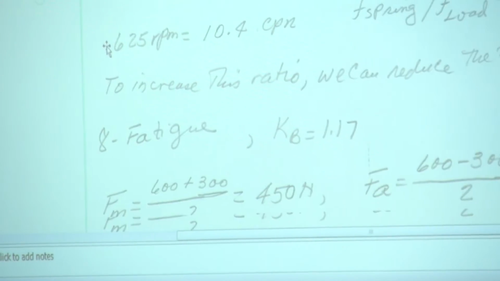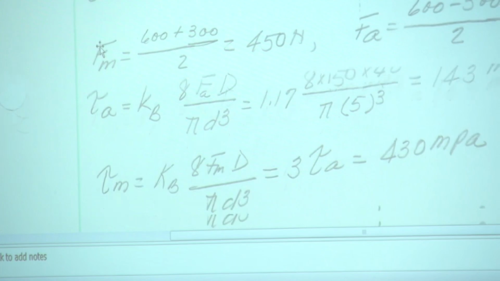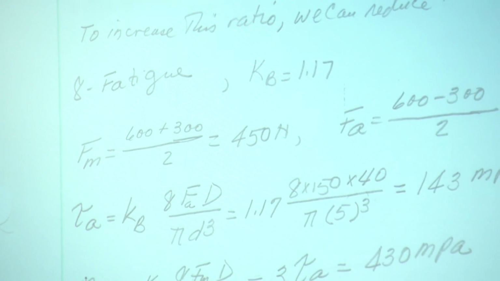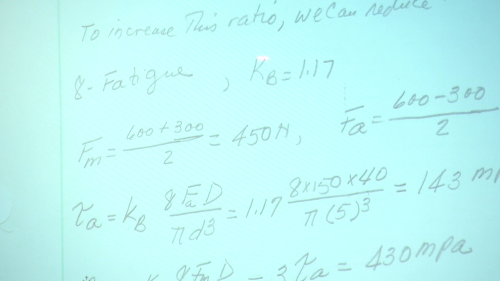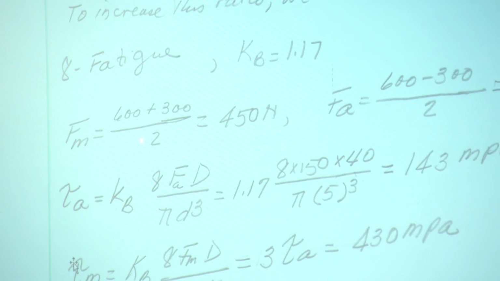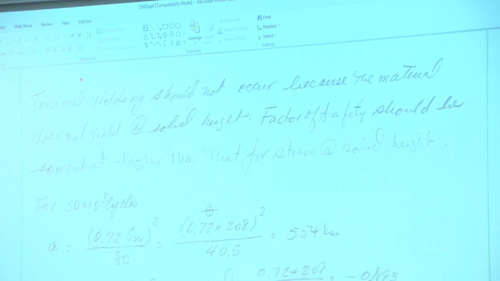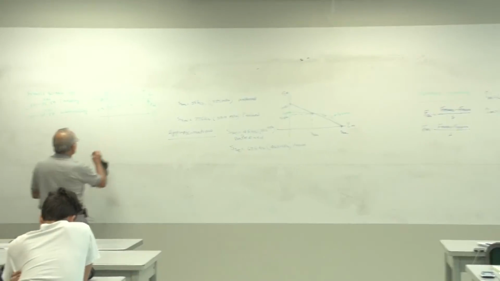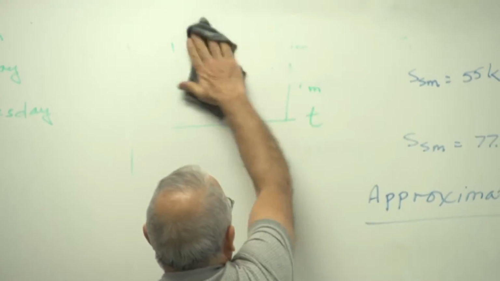Finally, fatigue. This, again, is a repetition of things that we've done many times. KB 1.17, we have it as before. Mean value of the force 450, the alternating value 150. So the alternating is 1/3 of the mean. Let me mention this as well, because you'll see this symbol in your book. You may be wondering what it is.